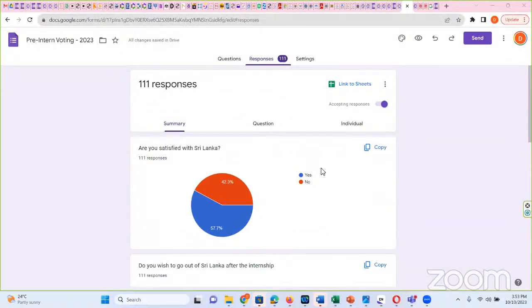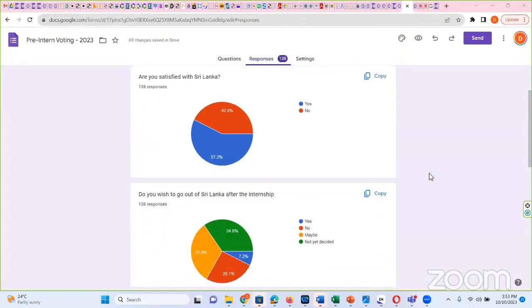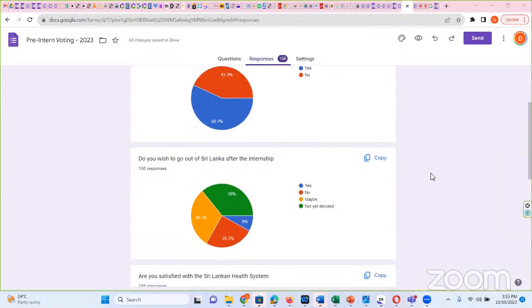It's very interesting. Are you satisfied with the Sri Lankan health system? Almost half yes, half no. Roshan, do you wish to go out of Sri Lanka? Not yet decided. Maybe no. That's really good. Only 7.7% have decided to go out of Sri Lanka.